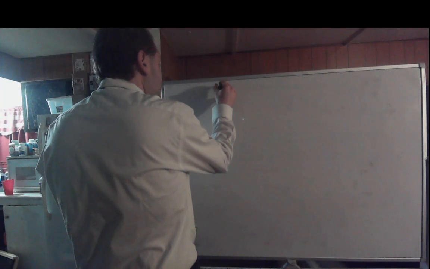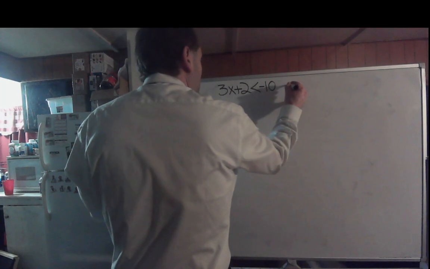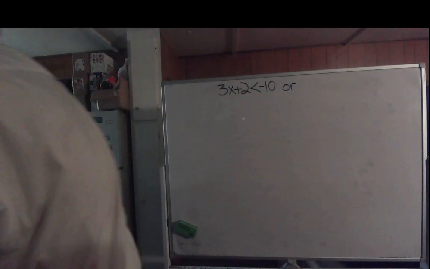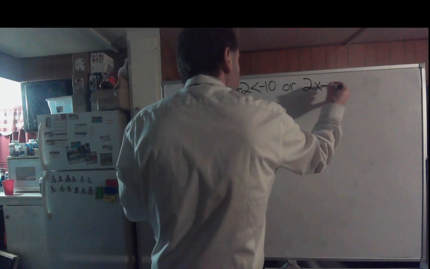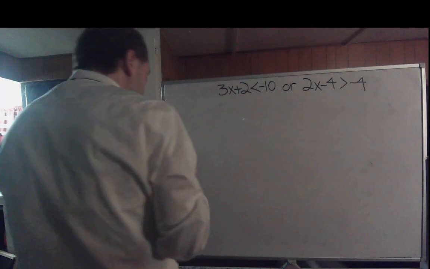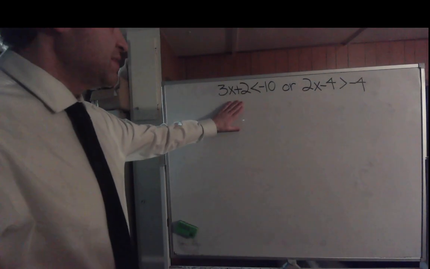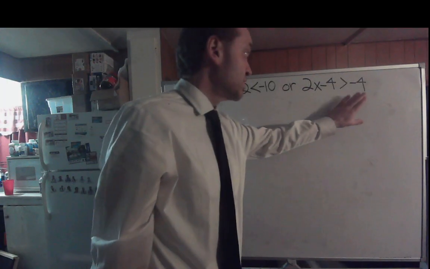Let's say we have 3x plus 2 is less than negative 10, or 2x minus 4 is greater than negative 4. So we have 3x plus 2 is less than negative 10, or 2x minus 4 is greater than negative 4.